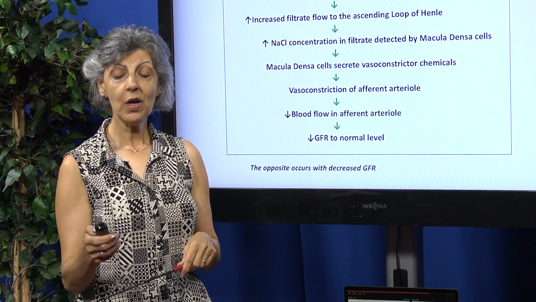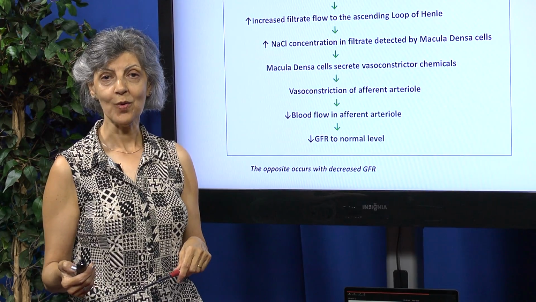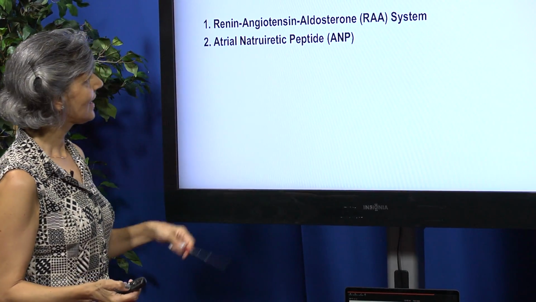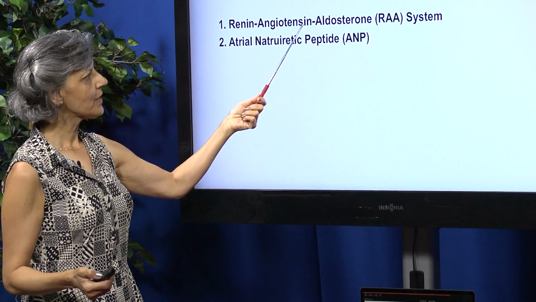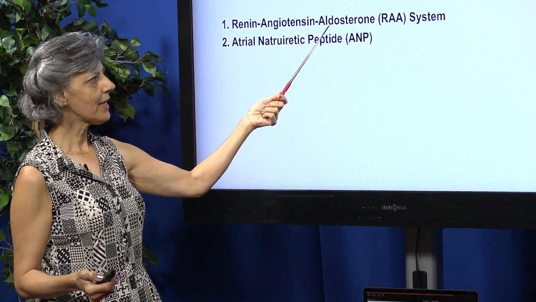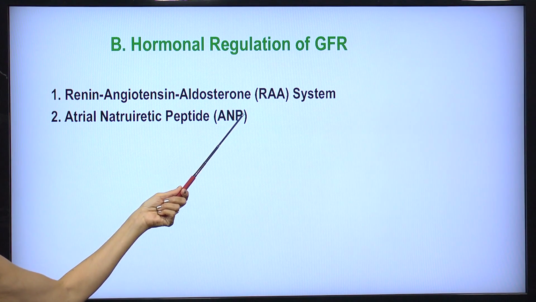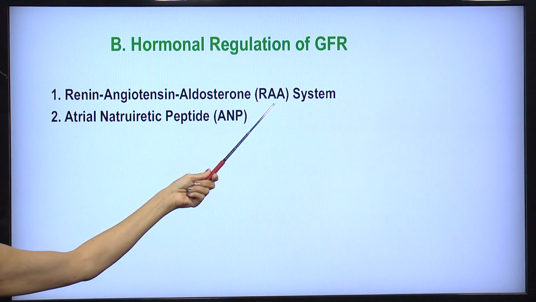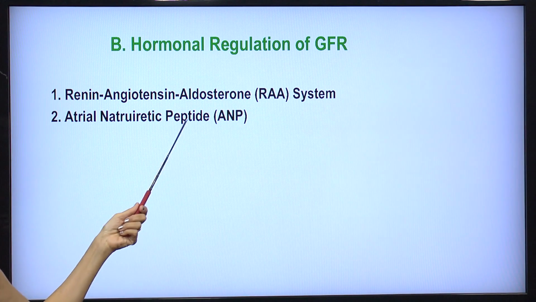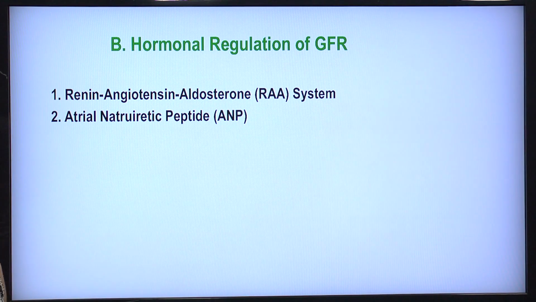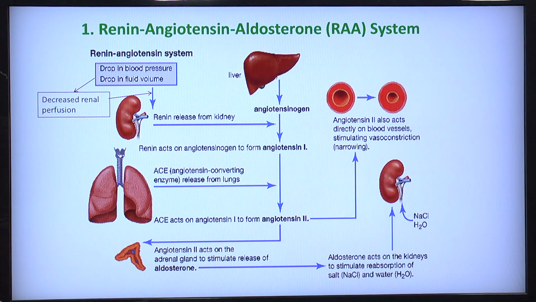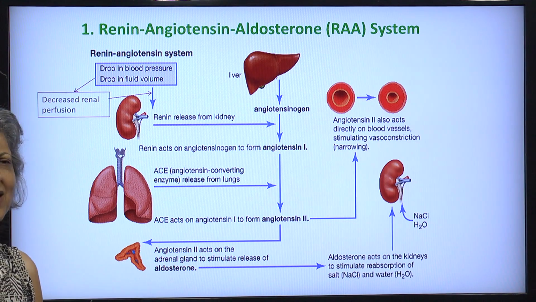Next, we're going to talk about the effect of certain hormones. We're going to discuss the renin-angiotensin-aldosterone system, commonly known as the RAA system, and then we're going to talk about ANP, which is the atrial natriuretic peptide. Let's start with the RAA. How does this work? What is the stimulus?